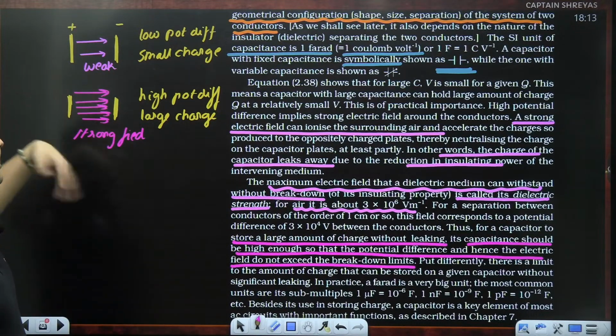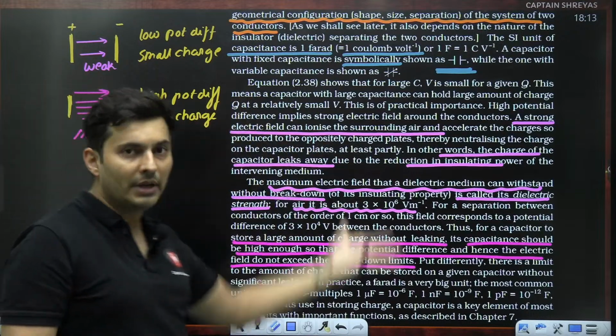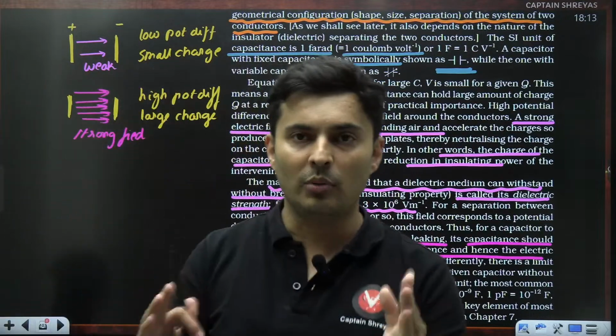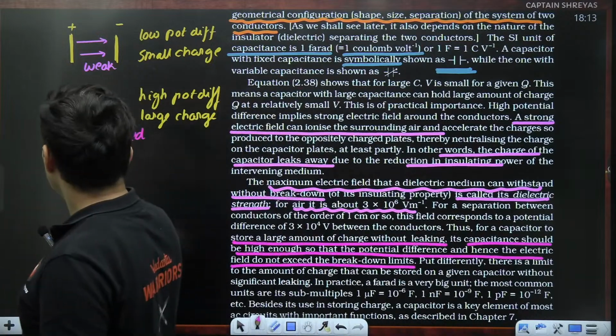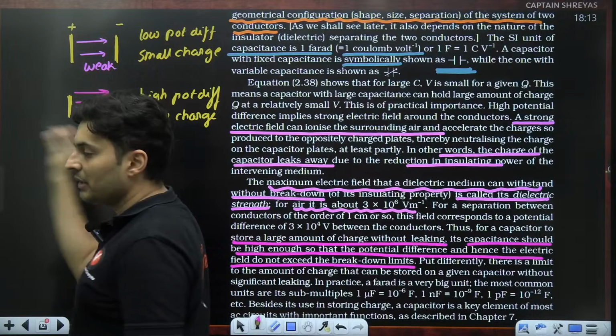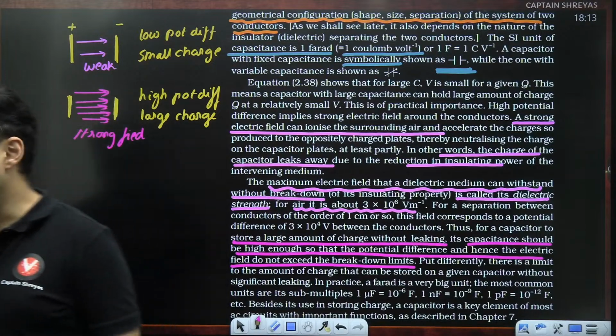So you cannot expect the capacitor to store unlimited charge, because there will be a breakdown point as well. If you reach that breakdown point, that's it. You will see there will be a spark between those two plates, and that is the electrical breakdown.